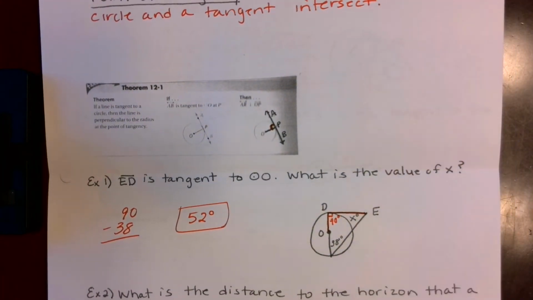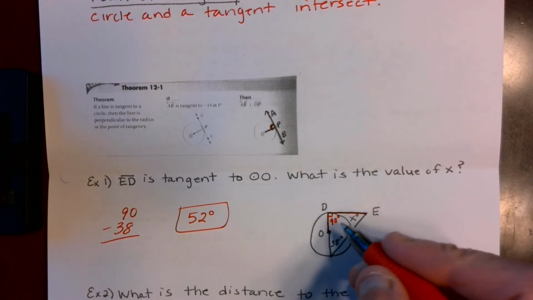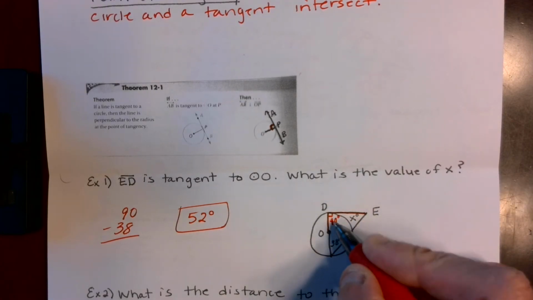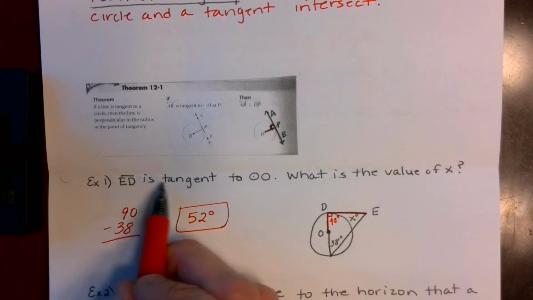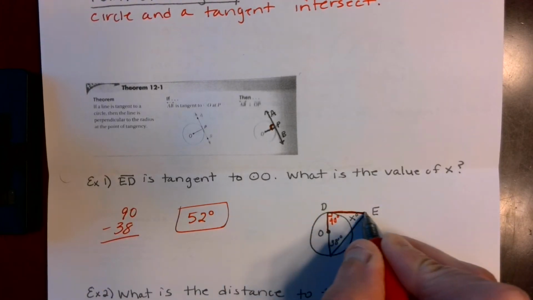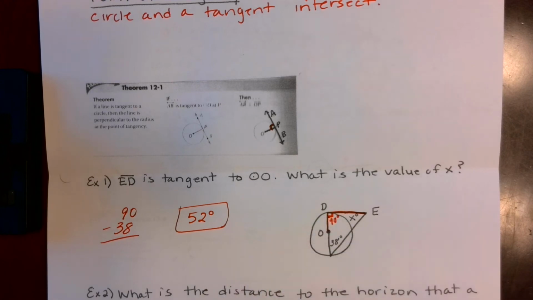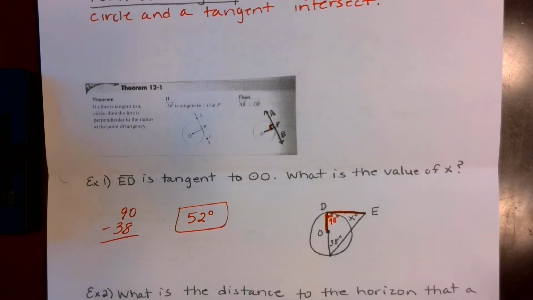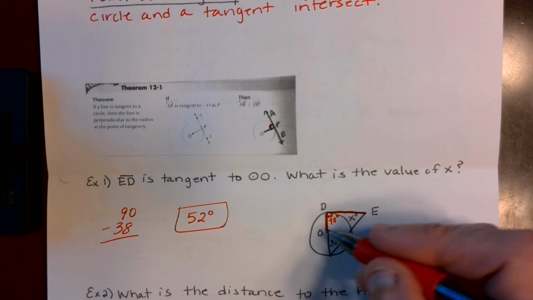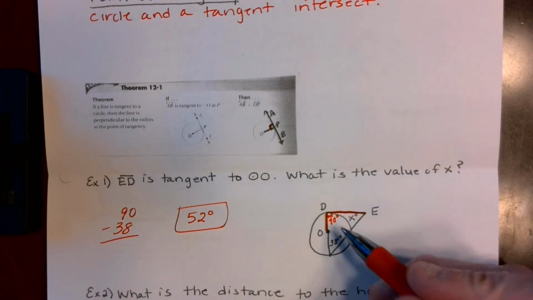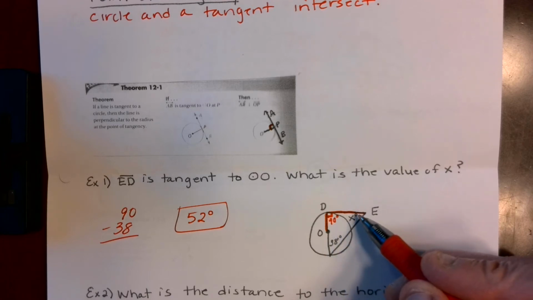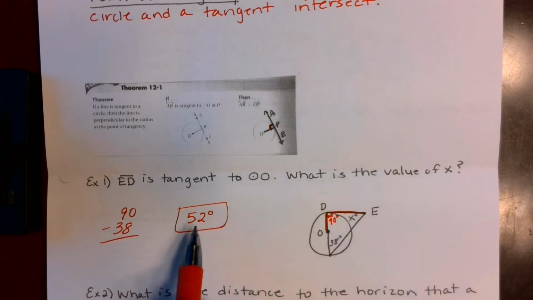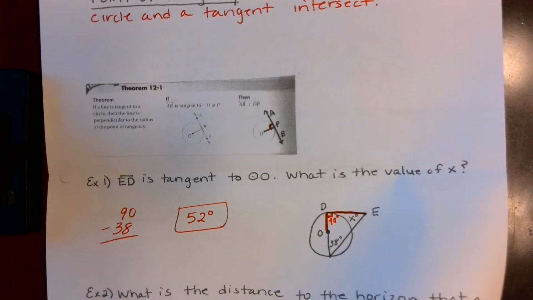This is very straightforward. What we have here is basically a triangle. Because it says here that ED is a tangent right here, we know it's perpendicular to this radius right here. So now we have this triangle, and of course we know that's 90 degrees. That's crucial. We know these add up to 90, don't we? Subtract 90 minus 38, and we get 52 degrees. It's probably the easiest thing you'll see.